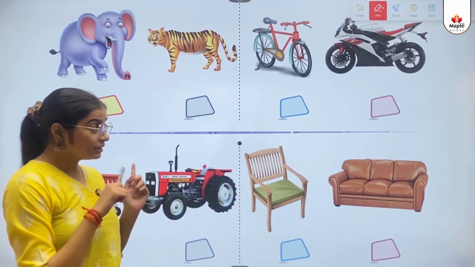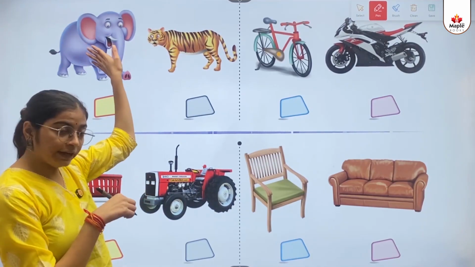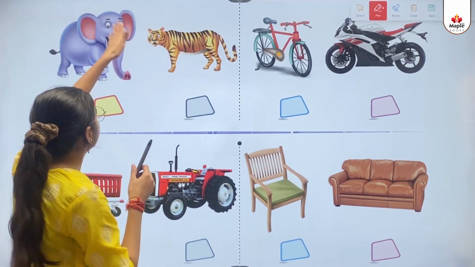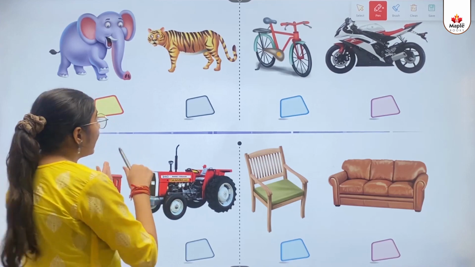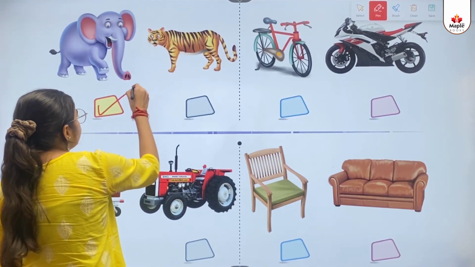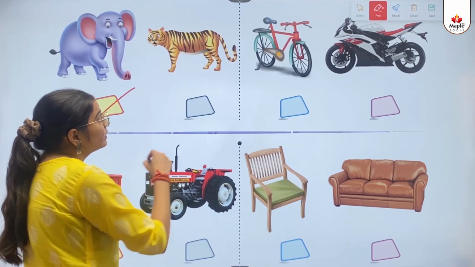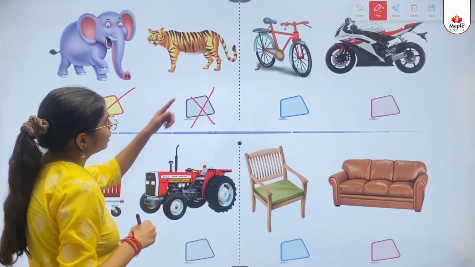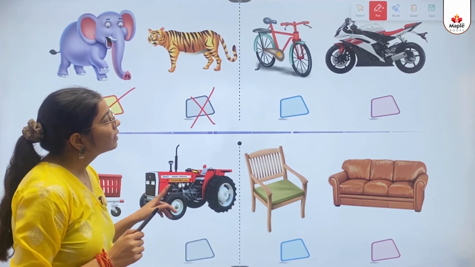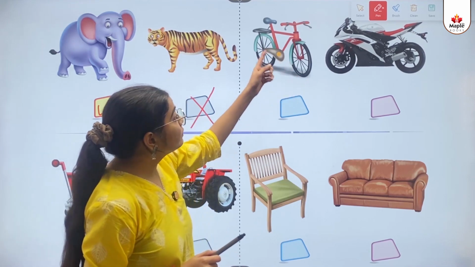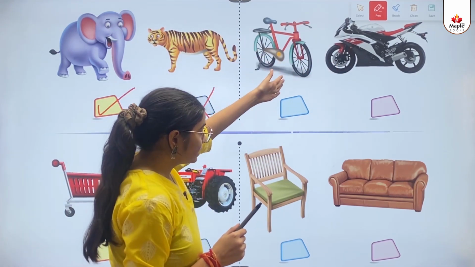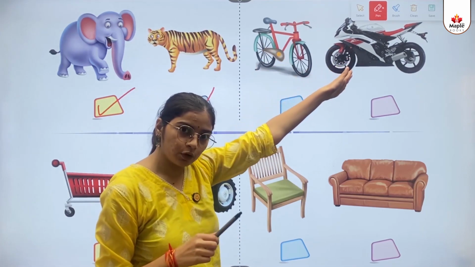Then kids, as you can see, here is given an elephant and a tiger. You can see this one is the bigger one and also it is the heavier one. So we will tick this picture and cross this picture as it is lighter in comparison with the elephant. Then in the other one we can see a bicycle and a motorbike. Bicycle is lighter in weight in comparison to the motorbike.